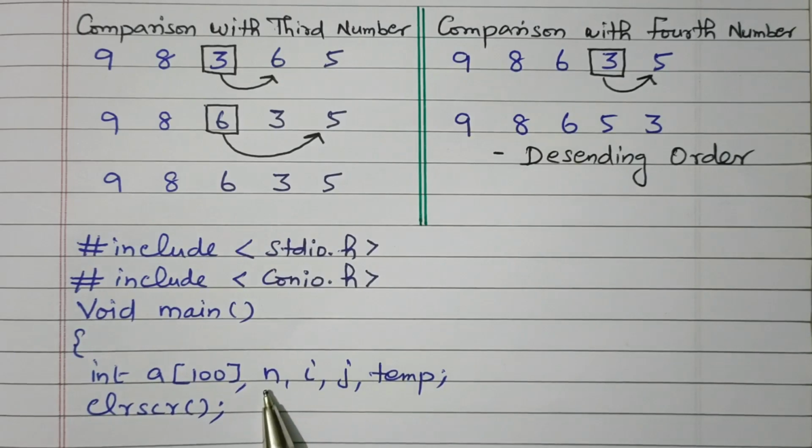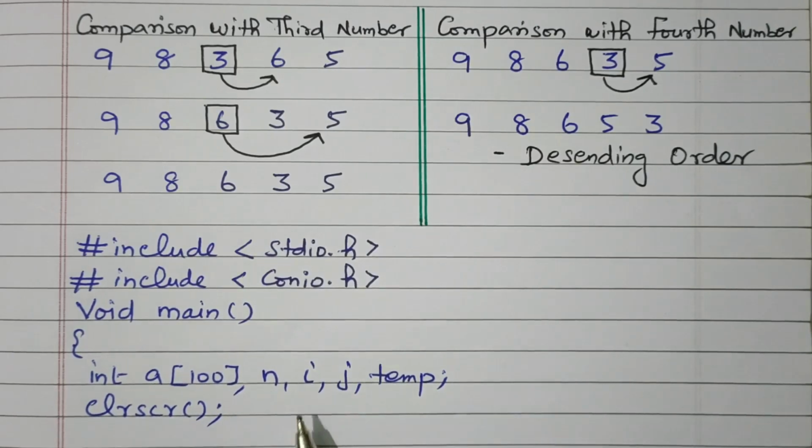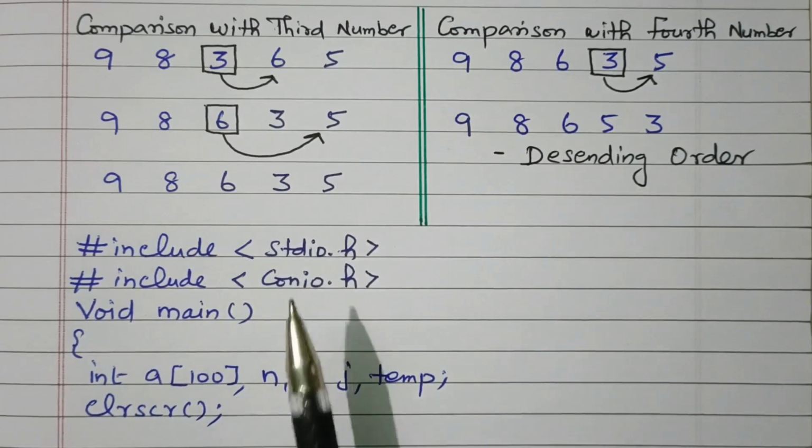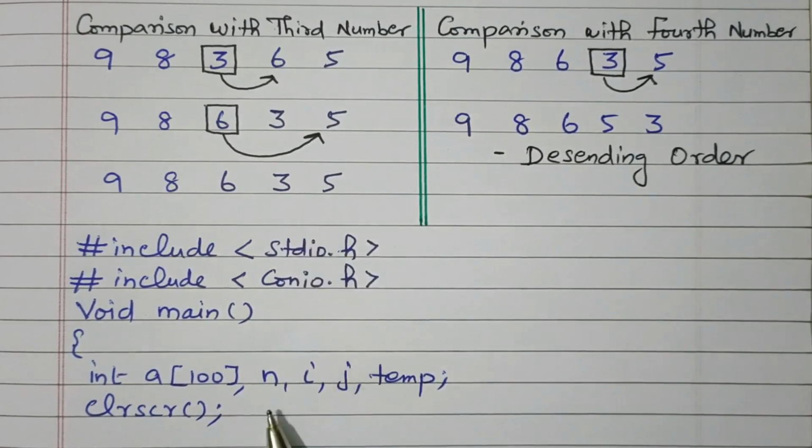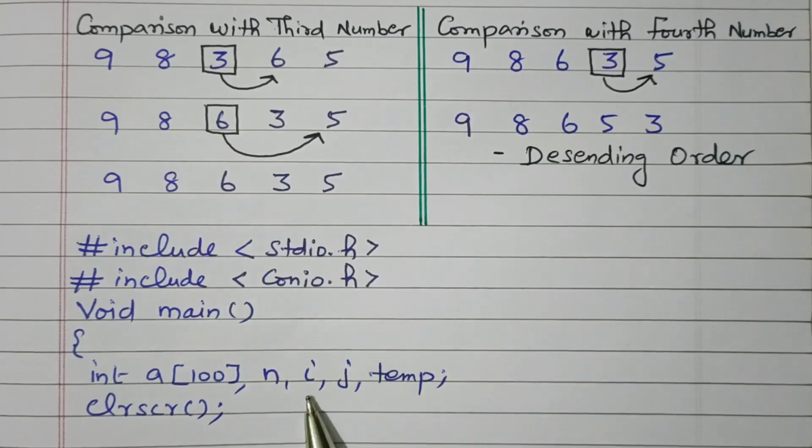This is the number of elements. Now we are using n equal to 5. So this is a general program. 5 numbers we will use, but you can use up to 100 numbers also. In order to verify, we need for loops. 2 loops are needed, so we are using i and j for the loops.